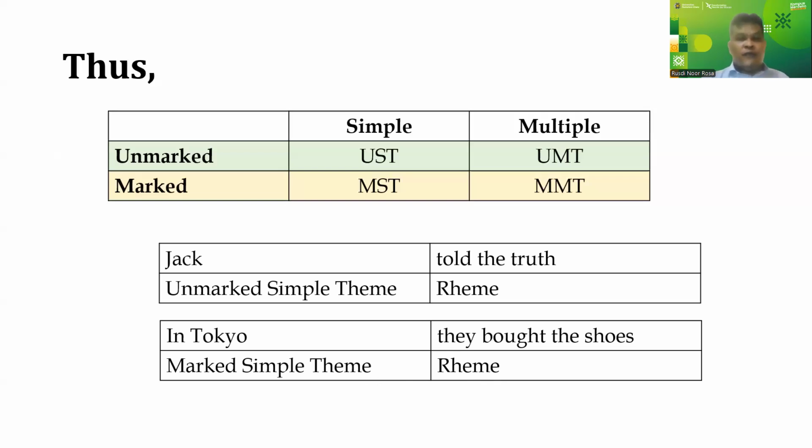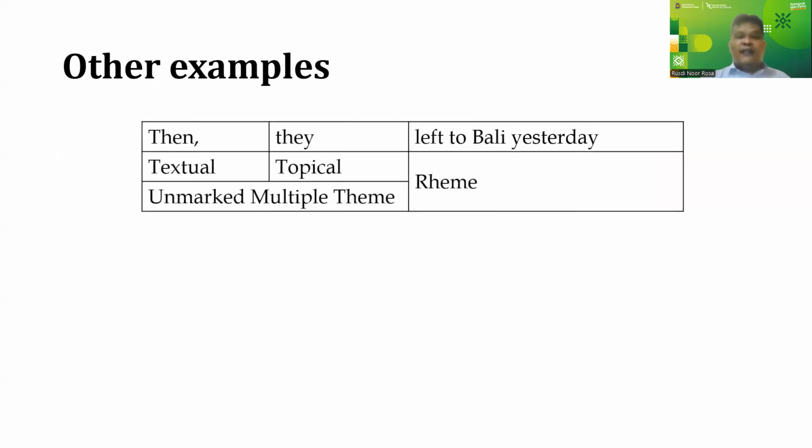Now, let's see further examples. "Then they left to Bali yesterday." You see here that we have two kinds of themes. The first one is "then," okay, as a textual theme, and we have here "they" as a topical theme. So this is multiple theme. Now let's see whether it is marked or unmarked. You find here that "they" is participant one, so it is usual. If it is usual, it belongs to unmarked. So this clause has an unmarked multiple theme.